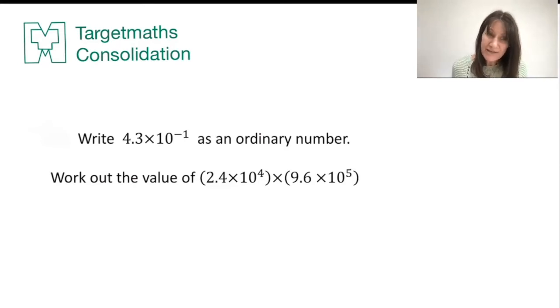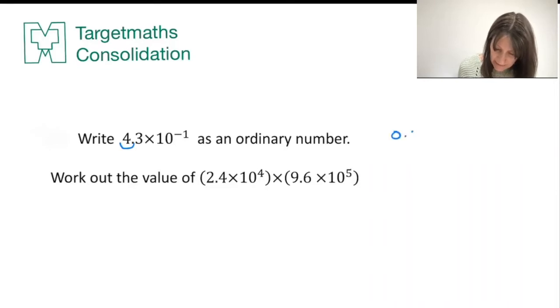Right, we've got to write this first one as an ordinary number. So I can see it's -1, so I'm going to move 1 that way to get 0.43. And then we've got to work out the value of 2.4 times 10 to the 4 times 9.6 times 10 to the 5.